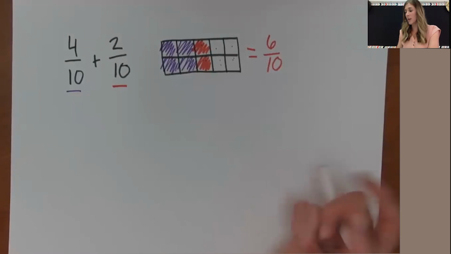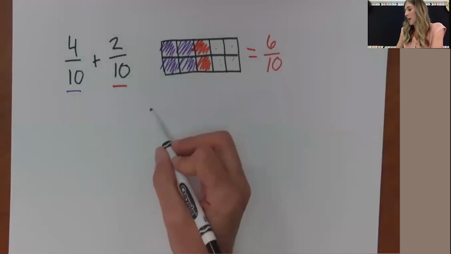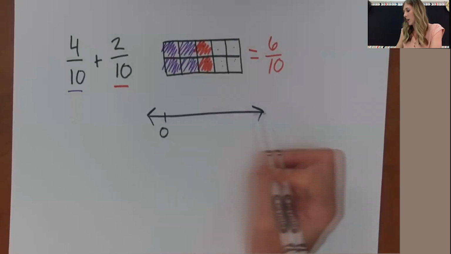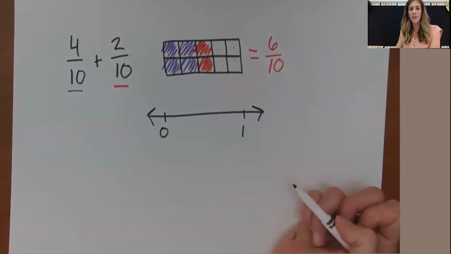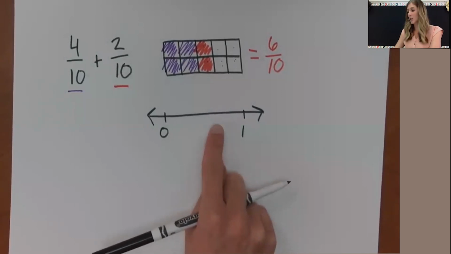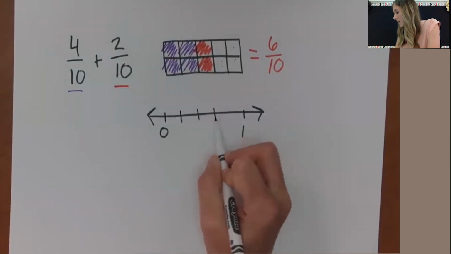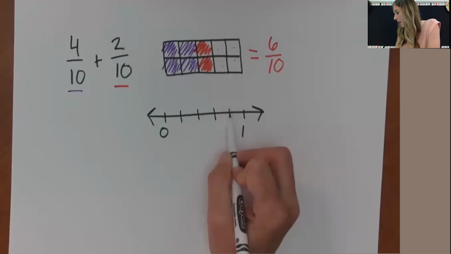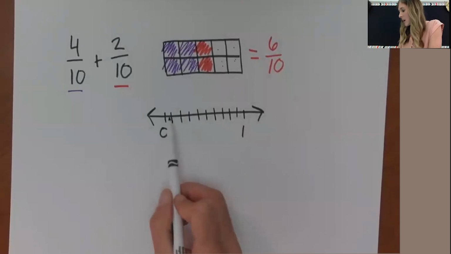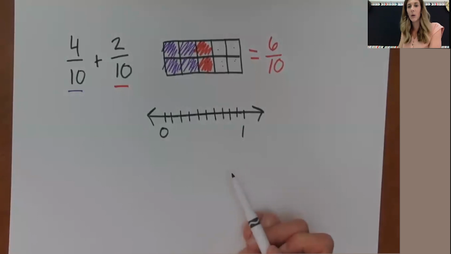We could also model this on a number line. So instead of drawing a rectangular model, we could draw a number line. Again, we're only looking at one whole, so we can have 0 to 1 on our number line. And how many equal parts do we need to have on our number line? 10, correct, just like we did in the model above. So I'm going to break it up into fifths. 1, 2, 3, 4, 5, and then I'm going to go back and split those in half again to get my tenths. 1, 2, 3, 4, 5, 6, 7, 8, 9, 10 equal pieces.